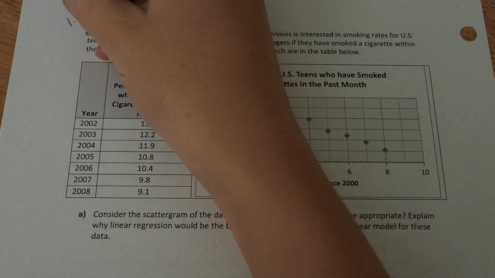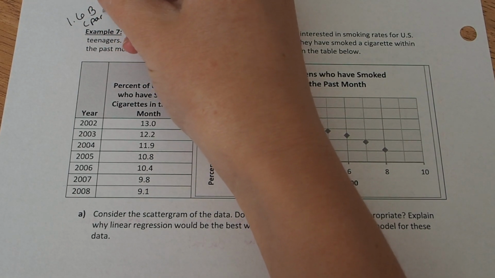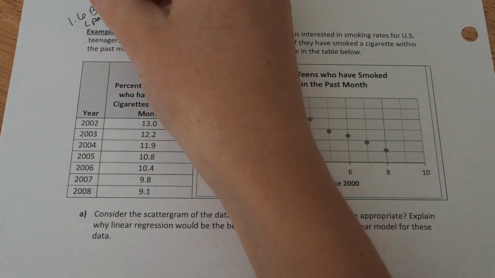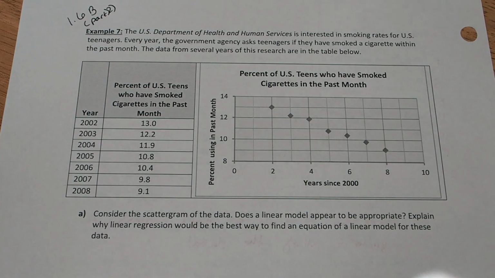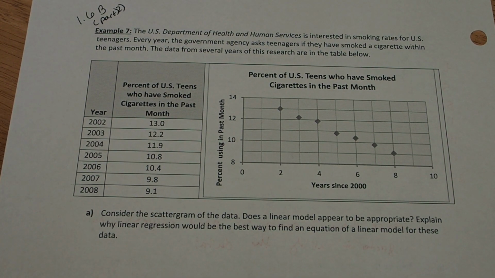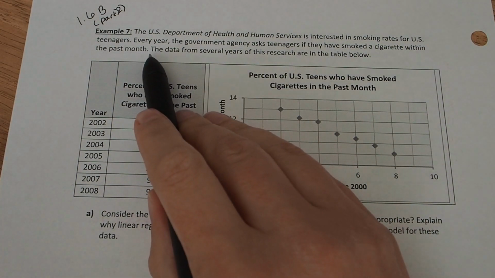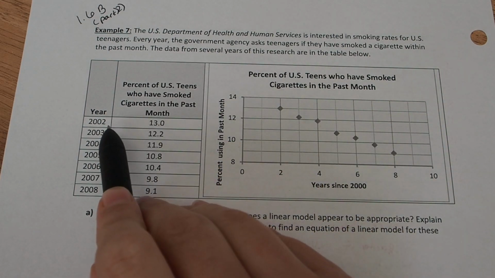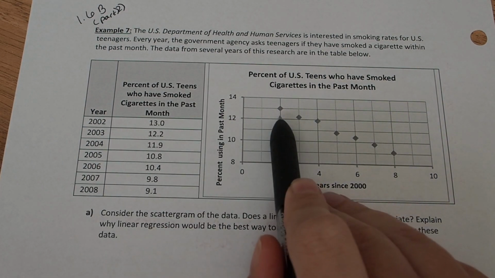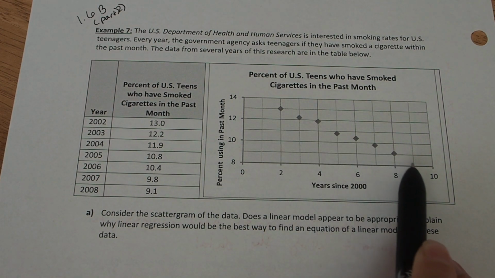This is section 1.6, part B. This is the second video for this section, so part 2. Looking at example 7. In the U.S., the Department of Health and Human Services is now interested in smoking rates for U.S. teenagers. They collected some data over various years. It looks like we've already got this data graphed right here, and it looks approximately linear, so we're going to make a linear model.